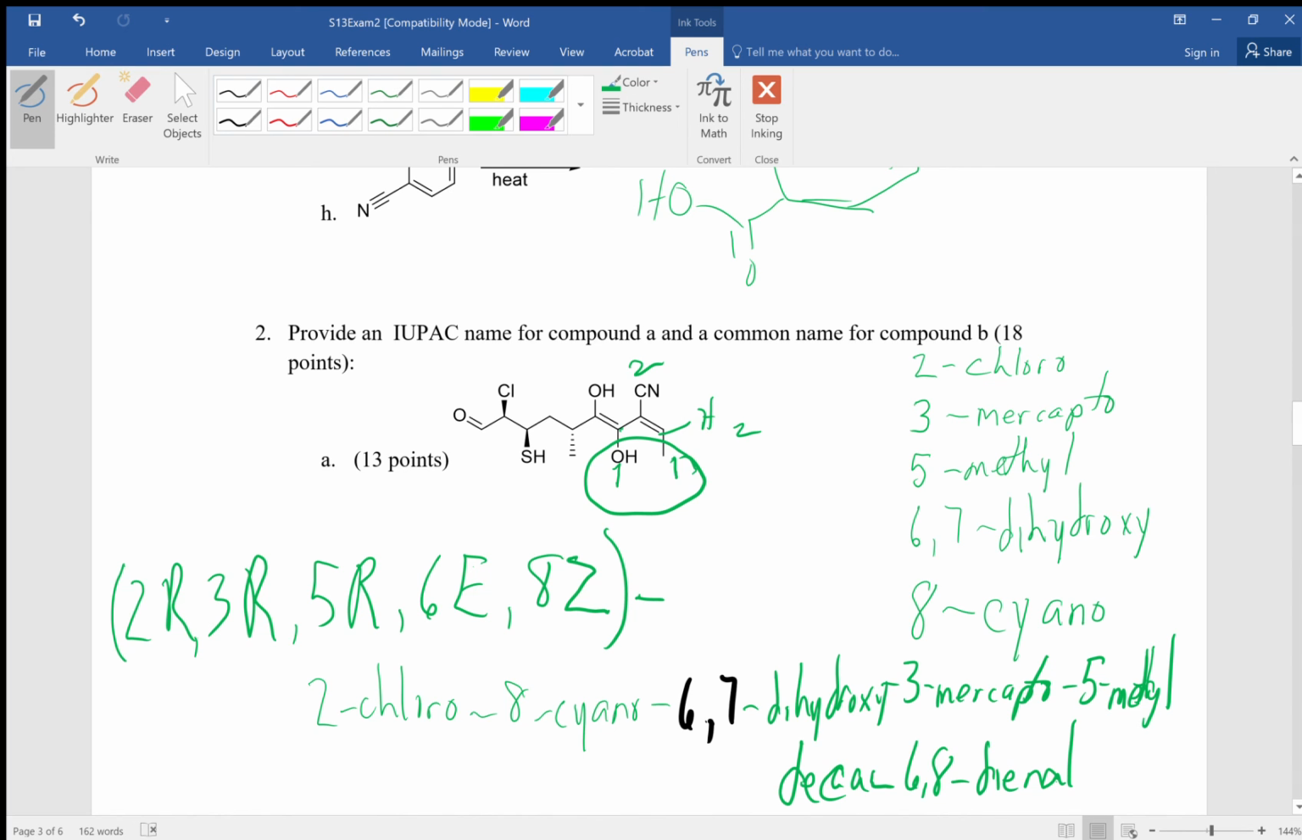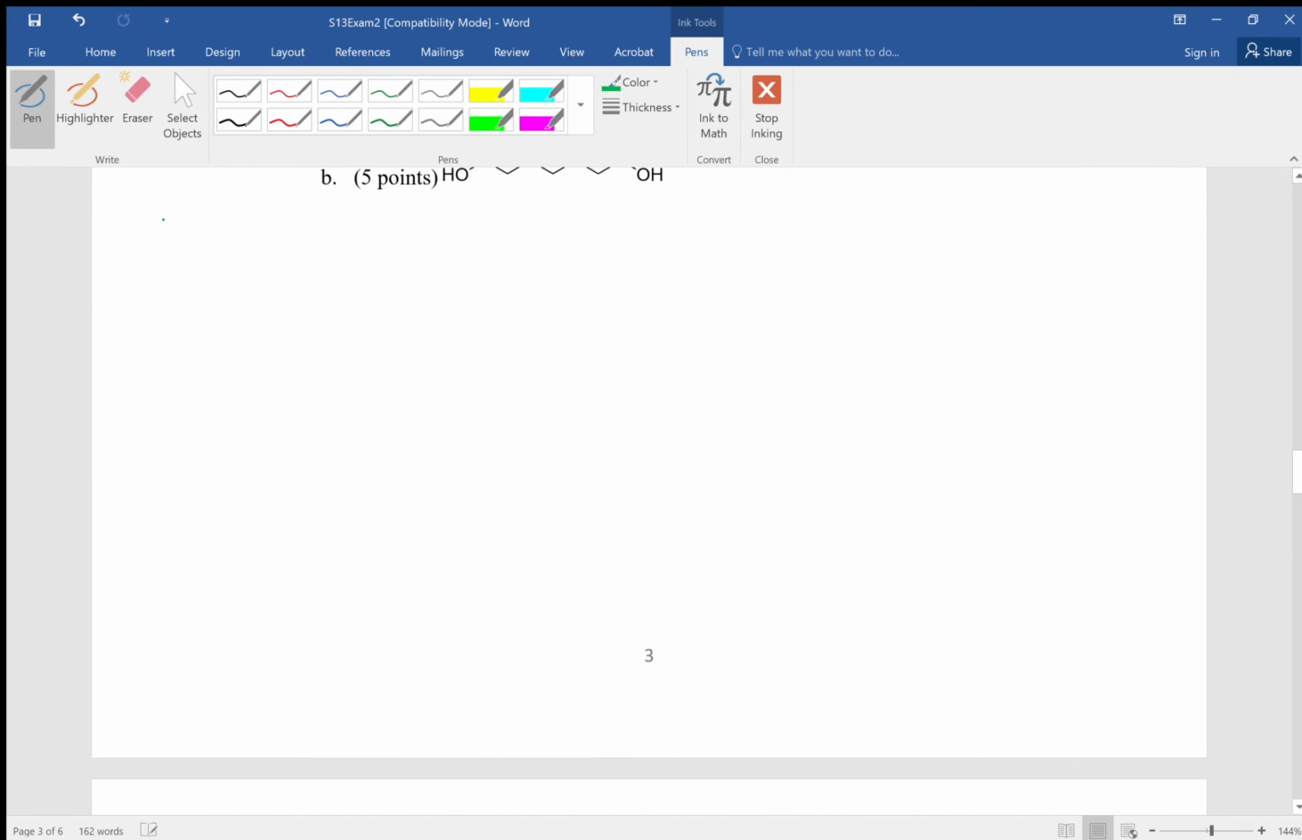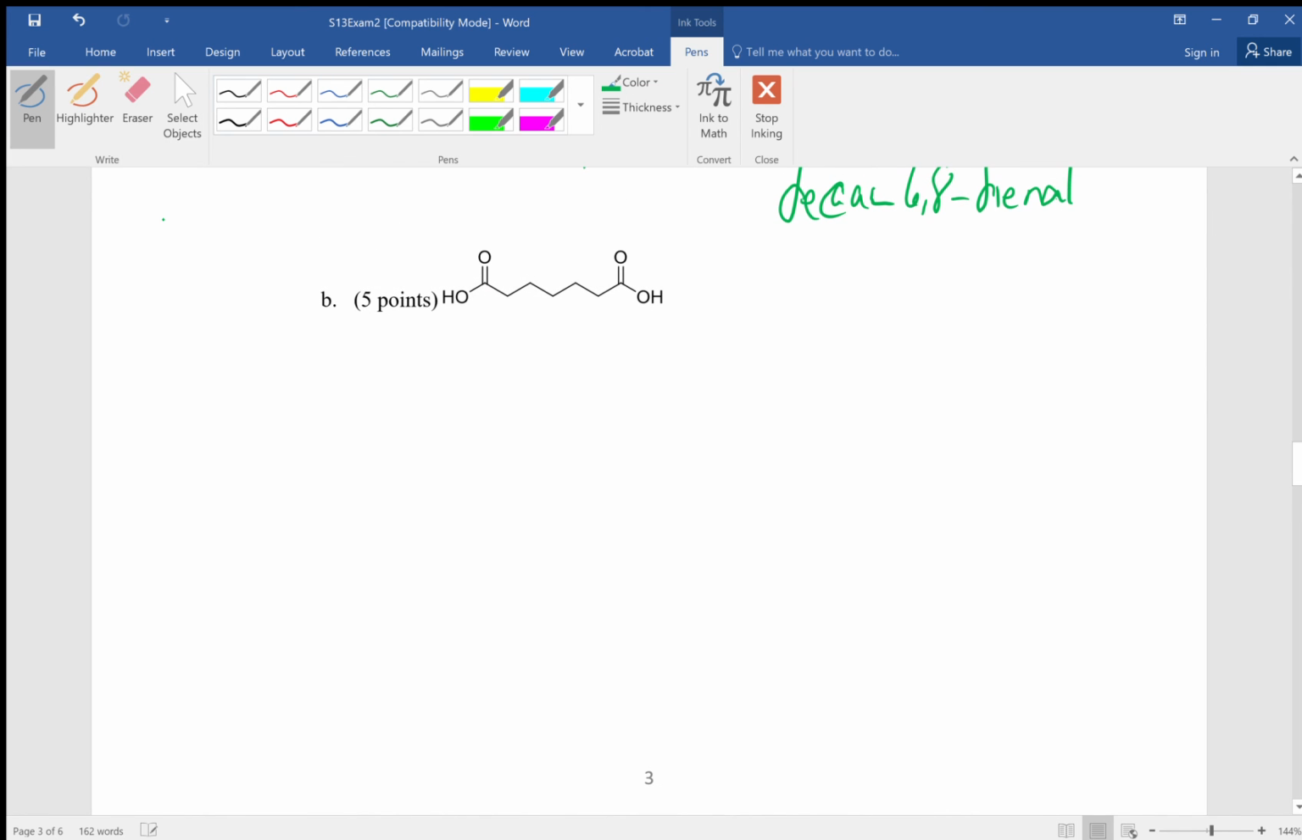And now we can go on to part B. Now before we do that, make sure you read carefully in the question that part B, only looking for a common name. And part B, you can see, is one of the diacids. So those are the ones we just need to know the names of.